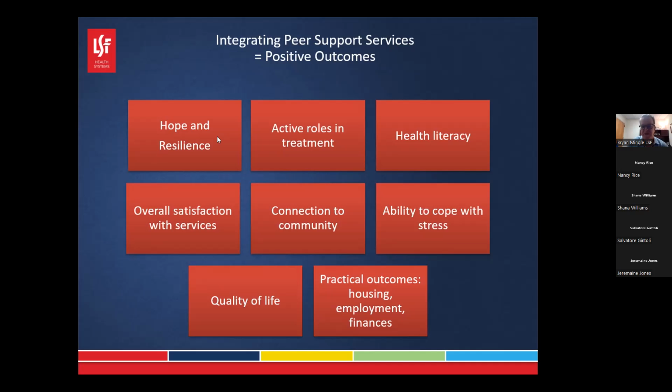That builds hope and resilience. It gives people that are being served an active role in their treatment. It's very person-centered. It gives them literacy in terms that they can make good decisions based on good information. Helps with their satisfaction with services, keeps them engaged, connects them to their community, helps them handle stress and improves their quality of life. And again, it adds to their practical outcomes in housing, job search, and finances.